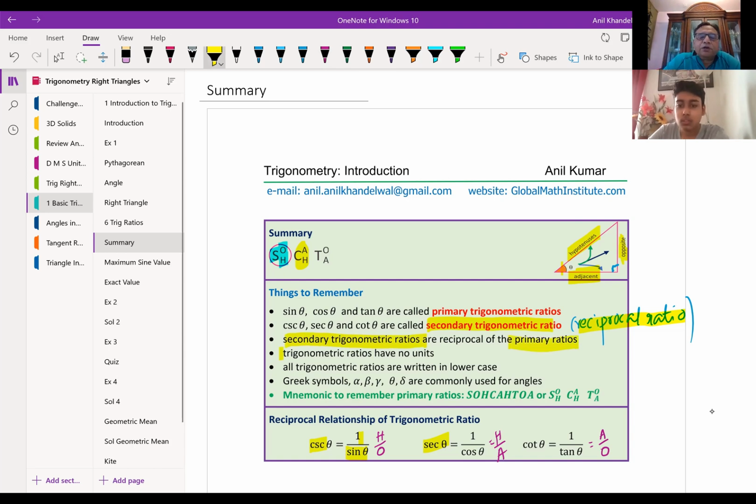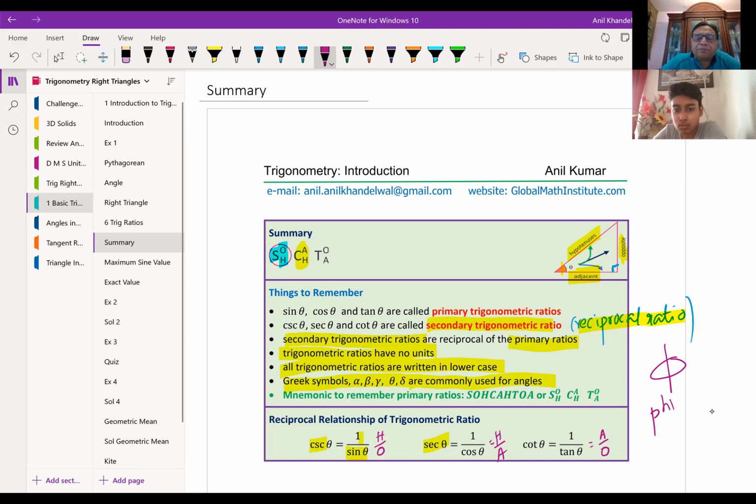Clear? Trigonometric ratios have no units because they are a measurement of one length over the other. So the length units will cancel away. They are just ratios, correct? All trigonometric ratios are written in lowercase. Greek symbols alpha, beta, gamma, theta, delta is the next one, are commonly used for angles. There are many others, like phi, which we also use commonly. So we call this phi. That is also very commonly used, right? So these are the Greek alphabets.